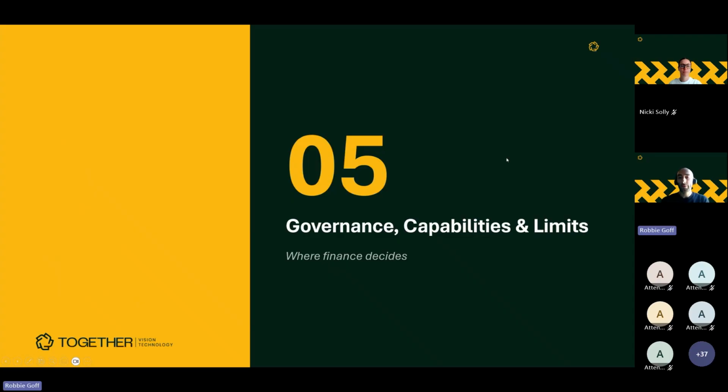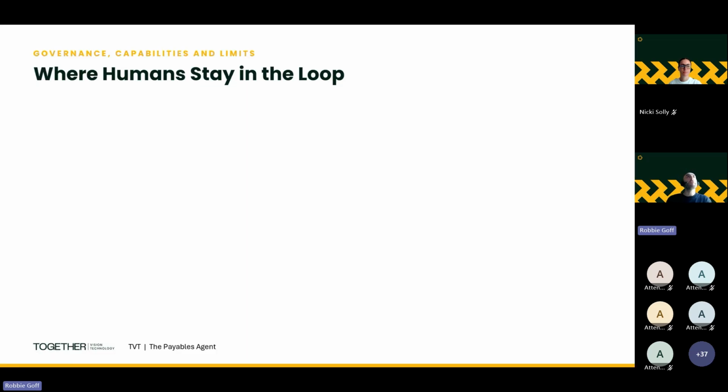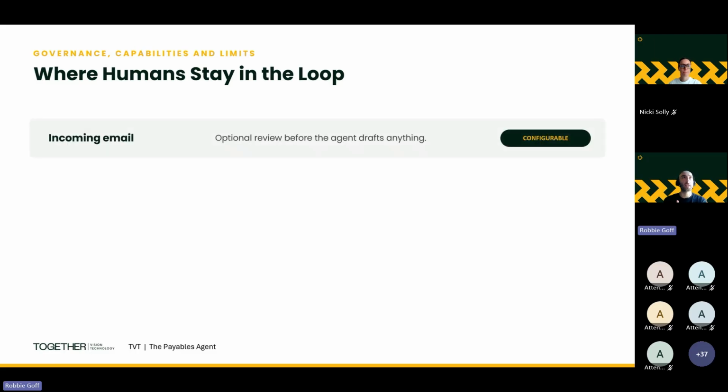And we've got about 12 minutes left, and we're going to talk a bit about governance and capabilities and limits. And a lot of this is just a sort of recap, to be honest. In terms of governance, here I'm talking about where do the humans stay in the loop? What's mandatory? What is optional? So the optional stuff, I should start off with, is the incoming email. So we spoke about this.